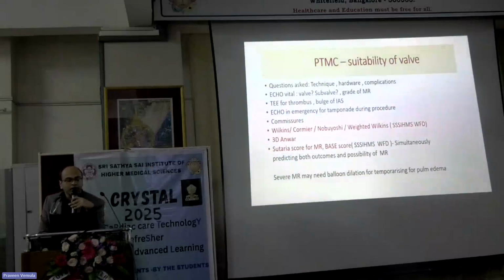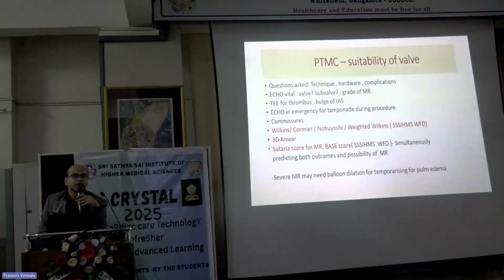If you have too much bulge of the interatrial septum, the puncture becomes difficult. That's one. The second thing is, can you use something beyond a 2D? People have tried TEE, which is more for clots and IAS bulge. Can you use a 3D? There is a score for it called the Unver score. It has never been tested in Indian populations, but it's okay, it's there. You can just read about it. It's called the Unver score.